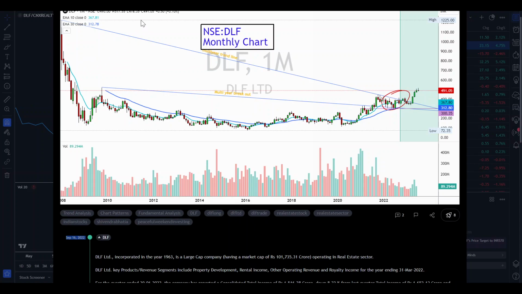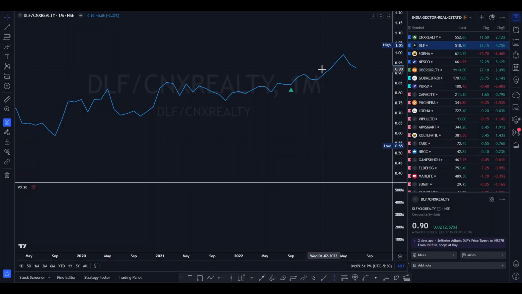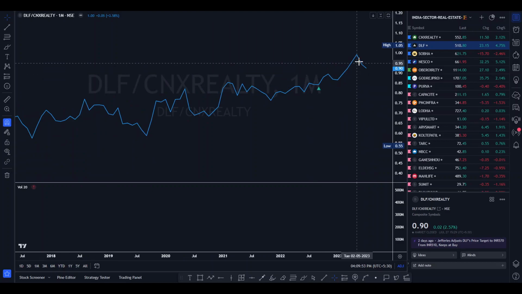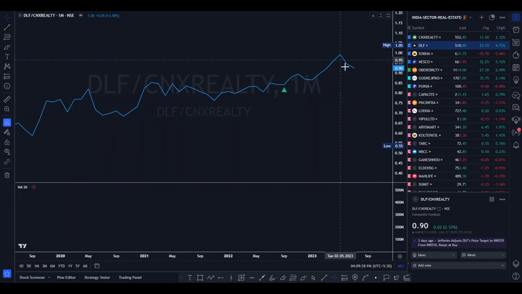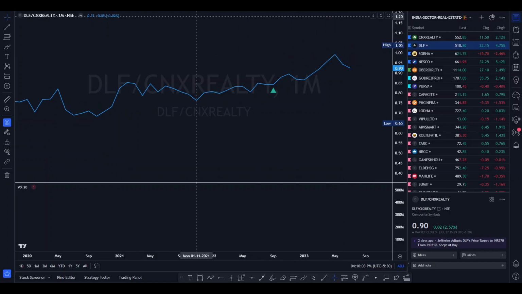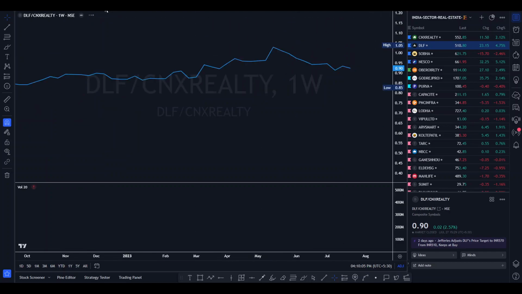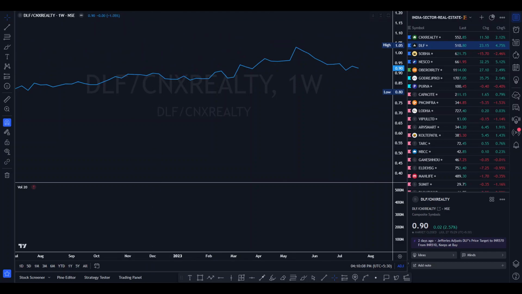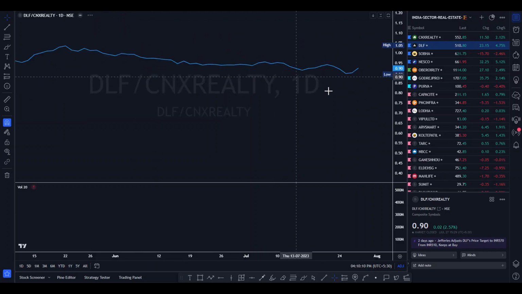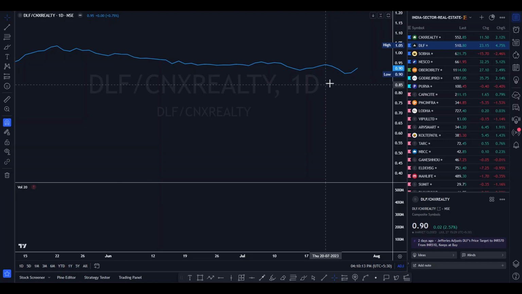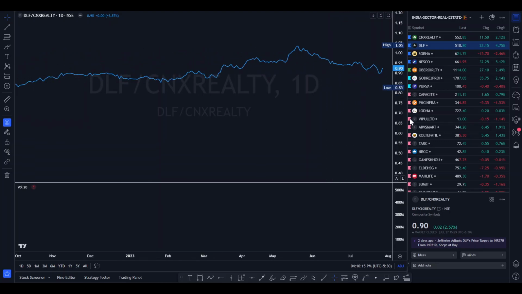Now, as per the ratio chart itself, DLF has gone high and now it's going down. So that means it is underperforming CNX Realty. That's why it is going down. If it is going up, that means it's performing better. You can look at the weekly chart, that was monthly. So it is again slightly underperforming. And now on the daily chart, it has started looking up. So that's how you should look at it to understand which stocks are performing better.